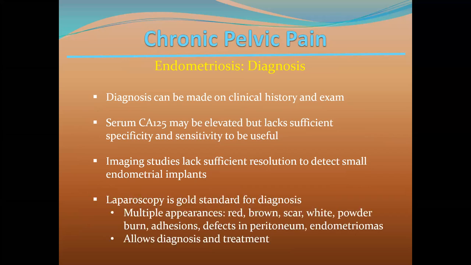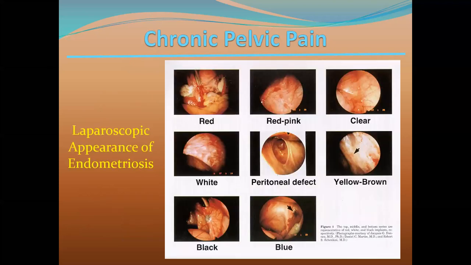So laparoscopy is the gold standard. By the appearance you can diagnose it, and at the same sitting you can treat. These are the laparoscopic appearances: red, pink, clear, white, peritoneal defects, yellow, brown, black, blue. These are typical of these lesions.